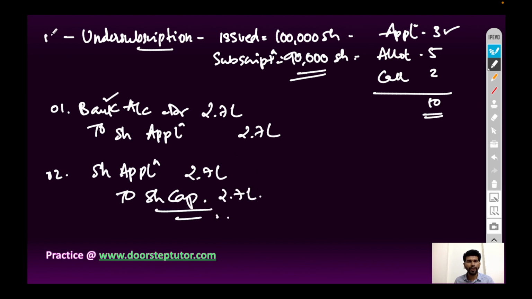So in case of under subscription, the entry will be normal, but the amount will be 90,000 into 3. That is, the number of shares which a company has received applications for, multiplied by application money. That is 90,000 shares into 3 rupees.